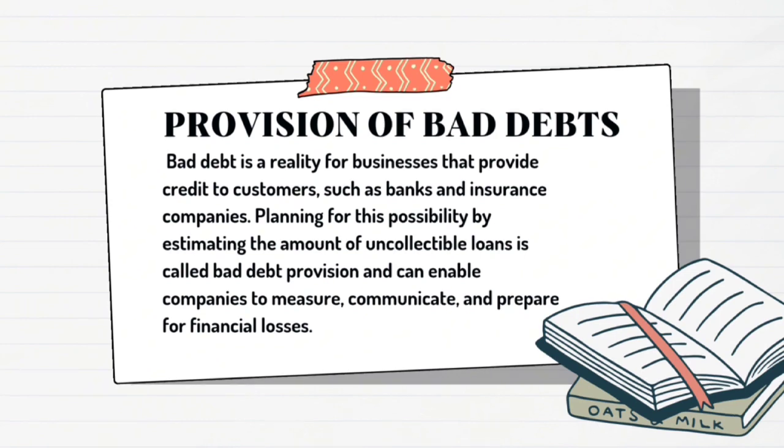The fourth one is the provision of bad debts. Bad debt is a reality for businesses that provide credit to customers, such as banks and insurance companies. Planning for this possibility by estimating the amount of uncollectible loans is called bad debt provision and can enable companies to measure, communicate, and prepare for financial losses.